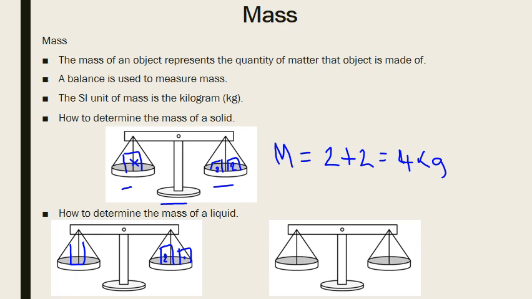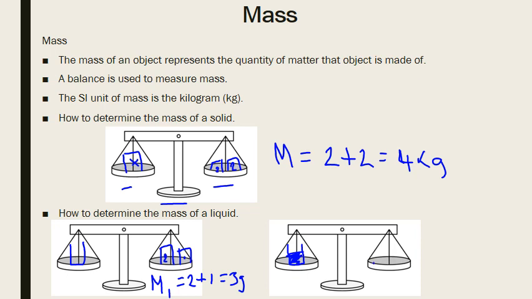So I know that the mass of this beaker, and we normally call this M1, will be 2 plus 1, which equals 3 grams. Now I want to add the water in, and I want to know the mass of this water. So I take this beaker, and I fill it, I could fill it at any point.